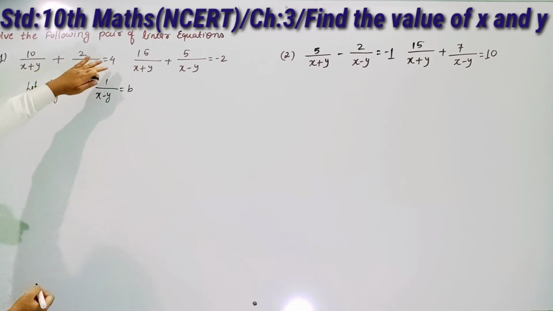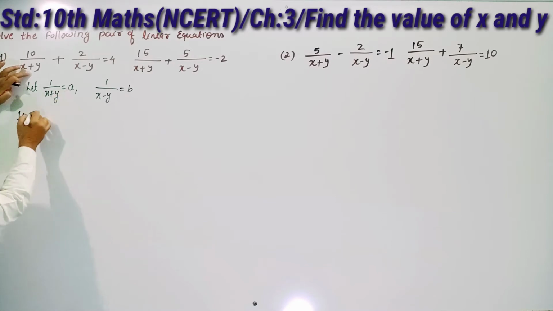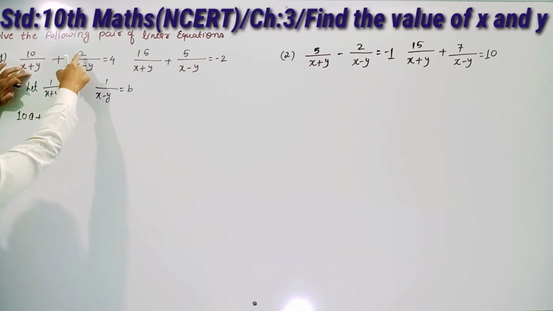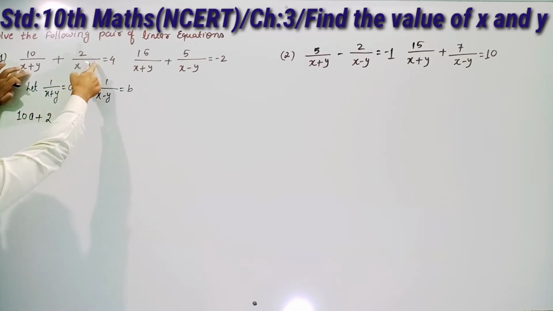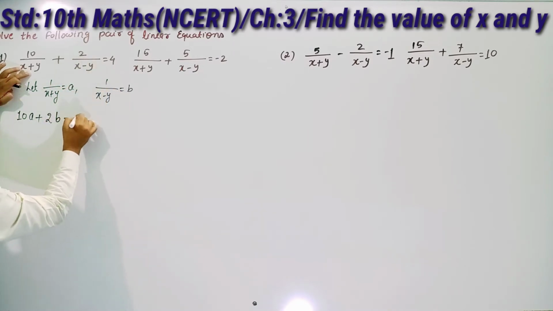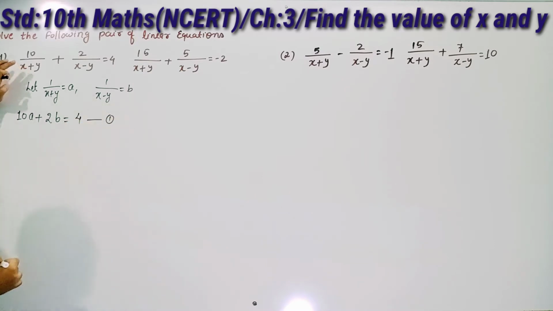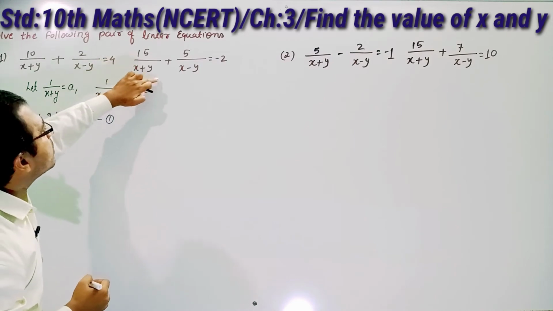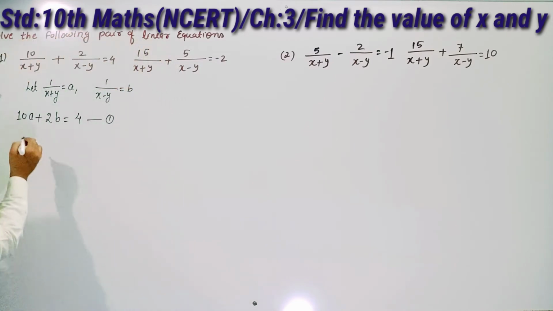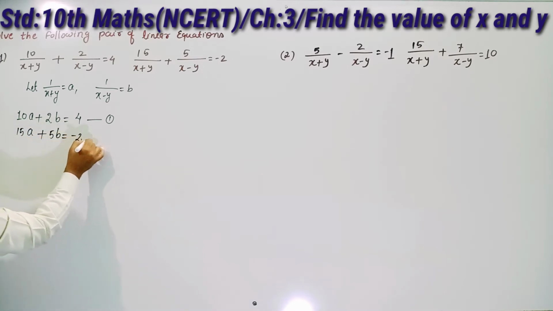So this equation will result in 10a plus 2b equal to 4. In place of 1 upon x plus y we are writing a, and in place of 1 upon x minus y we are writing b. This is equation 1. Similarly, the second equation will result in 15a plus 5b is equal to minus 2.